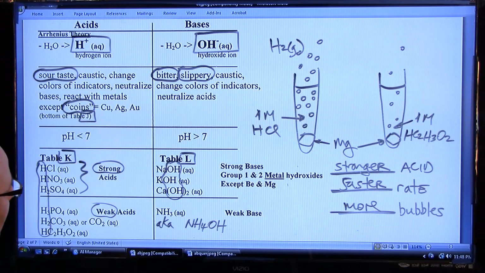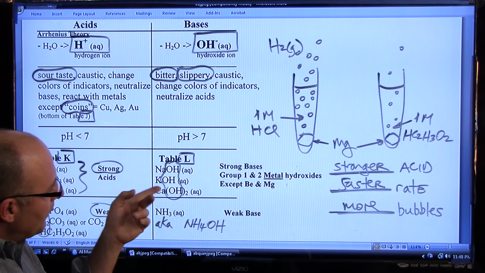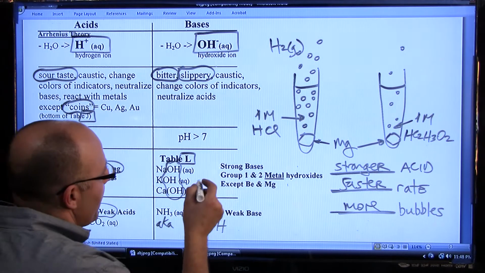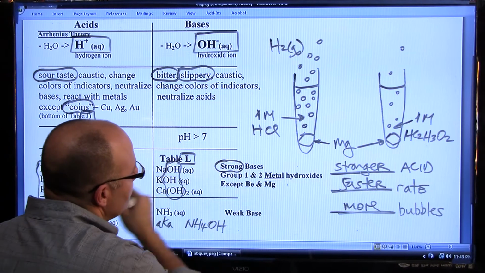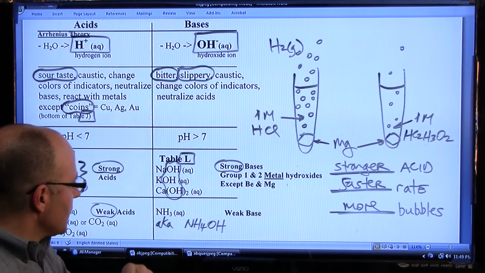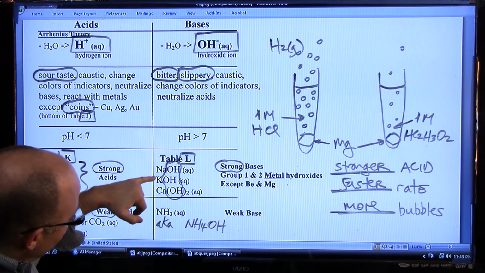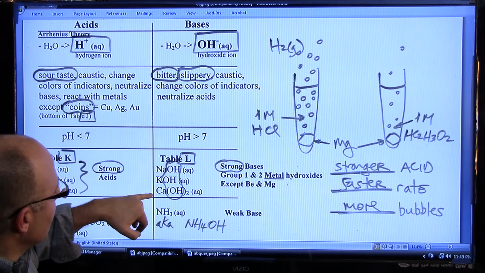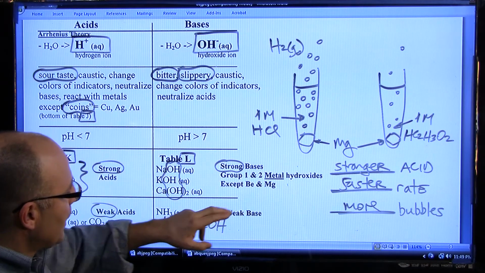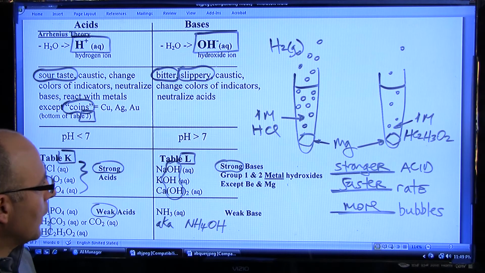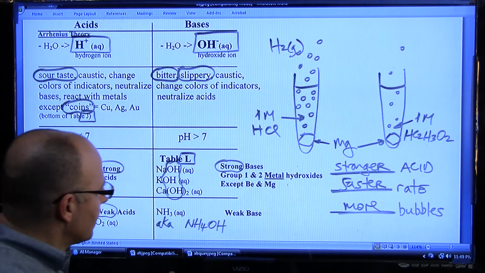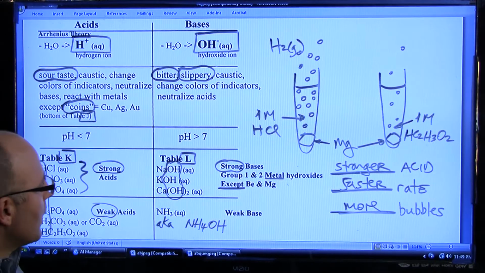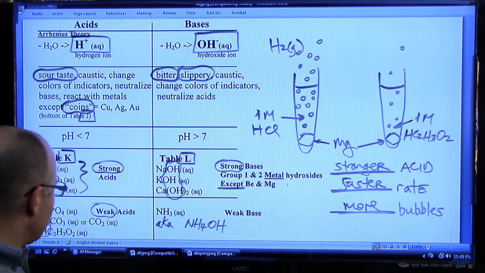Okay, a note on the bases. In the top of Table L, you have 3 bases listed there. Again, the top 3 there are strong bases. And the way you could recognize a strong base is you'll see what they have in common is that they have metals from groups 1 and 2 in your periodic table: sodium, potassium, and calcium. And so you think of the strong bases as being metal hydroxides of groups 1 and 2. The exception being, of course, beryllium and magnesium. Beryllium hydroxide and magnesium hydroxide are relatively weak bases.